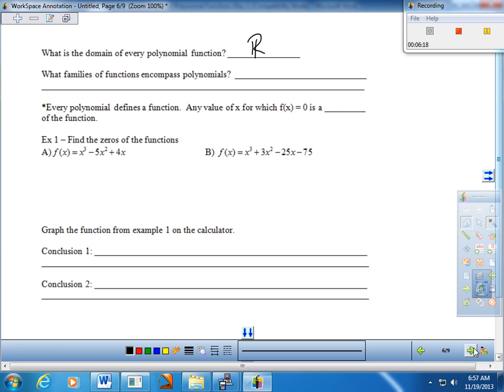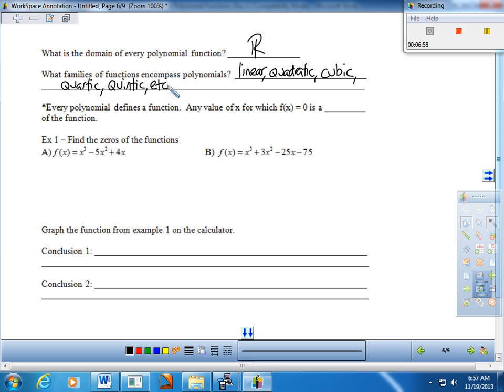Next piece, and I guess we want to get into a few more of the details of these polynomial functions. What families of functions encompass polynomials? Well, if you remember what we talked about way back when, a linear function is a polynomial. Degree 2, a quadratic function, is a polynomial. A cubic function, degree 3, is a polynomial. A quartic function, so x to the 4th, degree 4, that would be a polynomial. Quintic, degree 5, x to the 5th would be a polynomial. And then degree 6, degree 7, etc., etc.